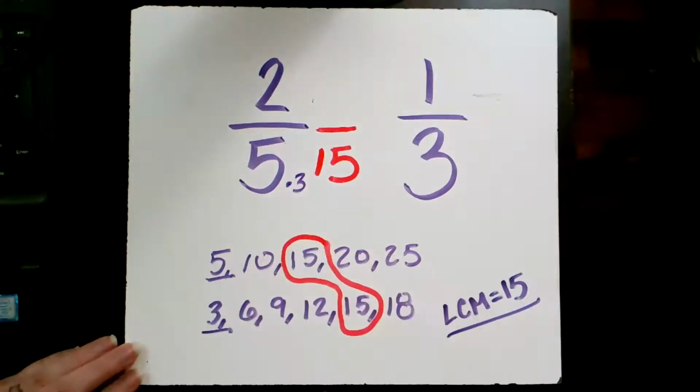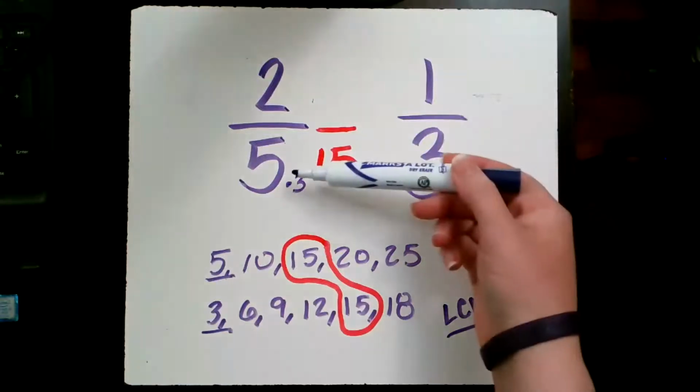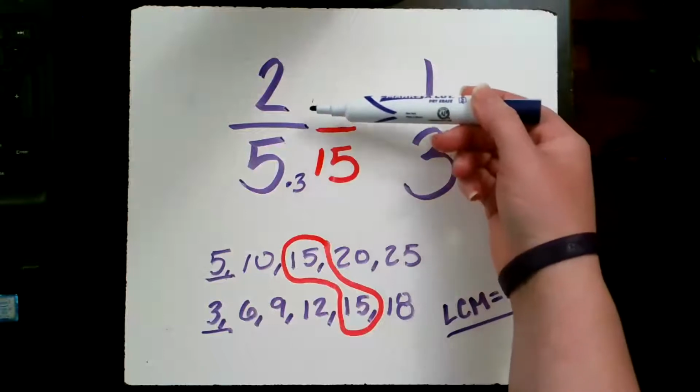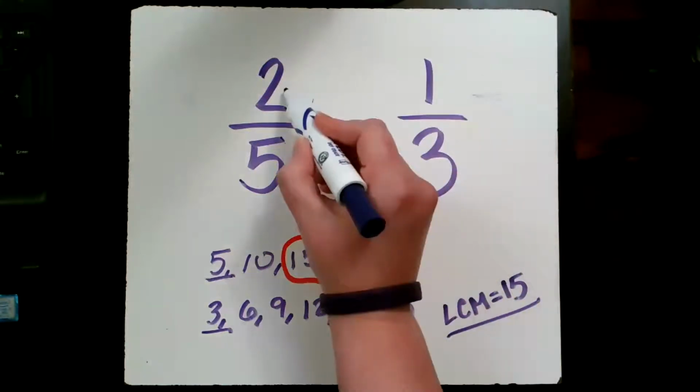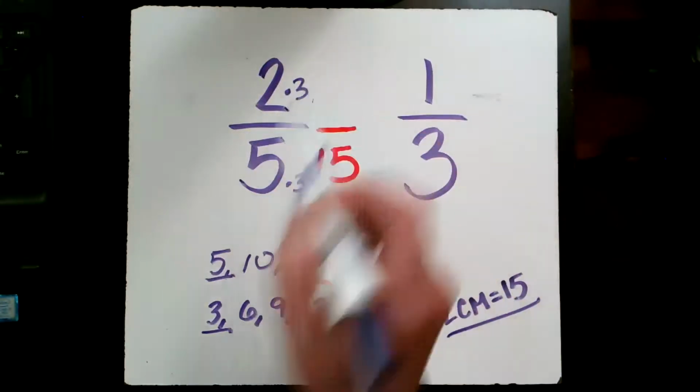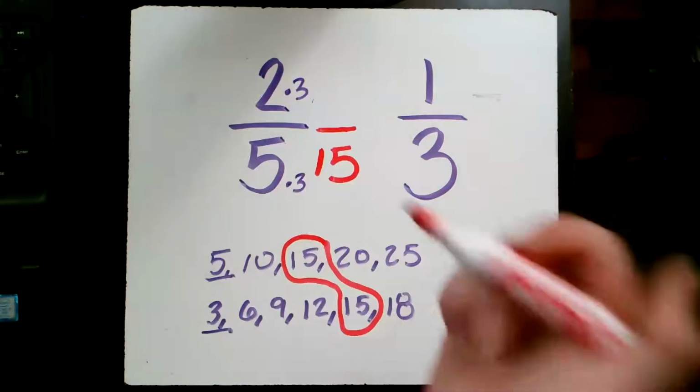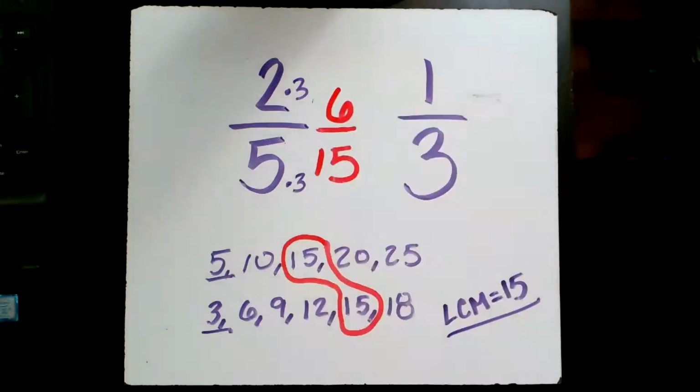5 times 3. Now remember, whenever we're dealing with fractions, whatever we do to the bottom, you're right, we have to do to the top. So I'm going to multiply my top by 3. So I get a new fraction of 6/15.